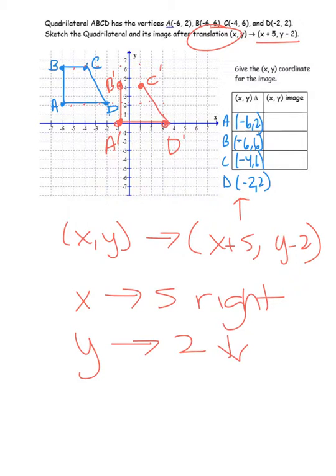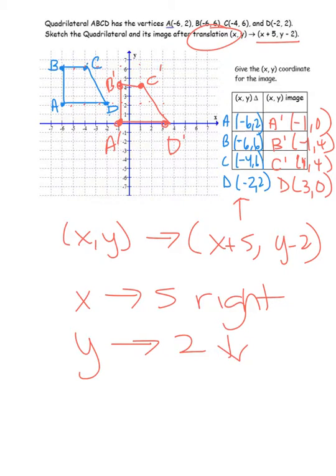I'll connect all my points, make a new figure, and label them. So now A prime is -1, 0. B prime is -1, 4. C prime is 1, 4. And D prime is 3, 0.